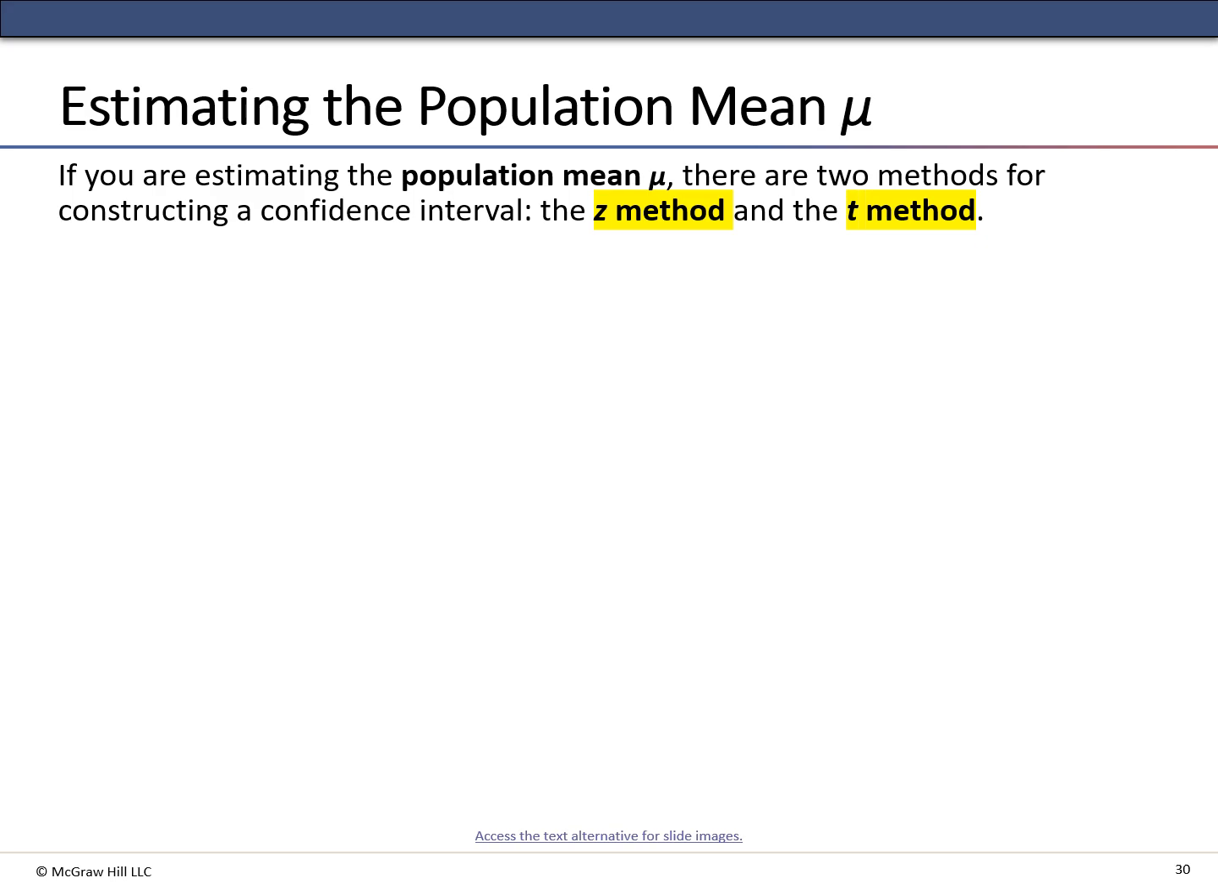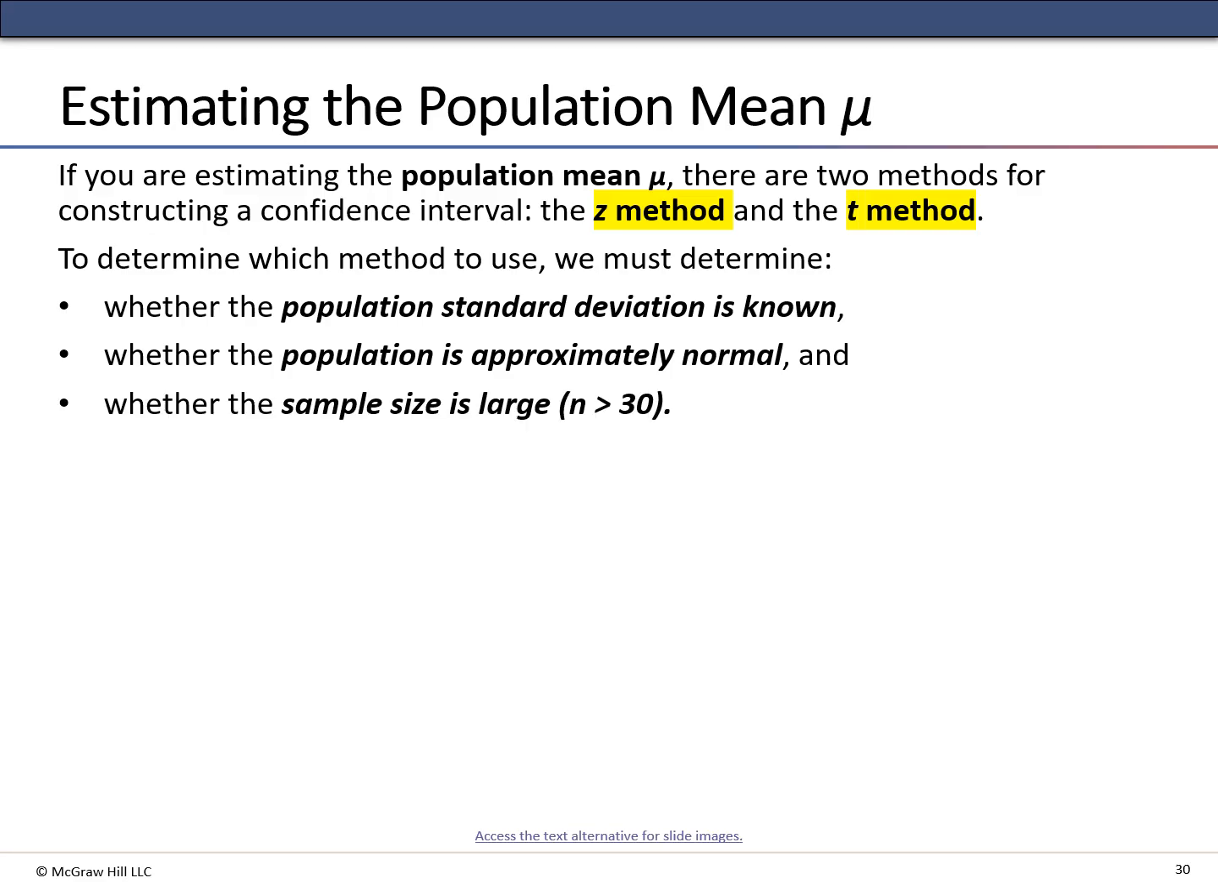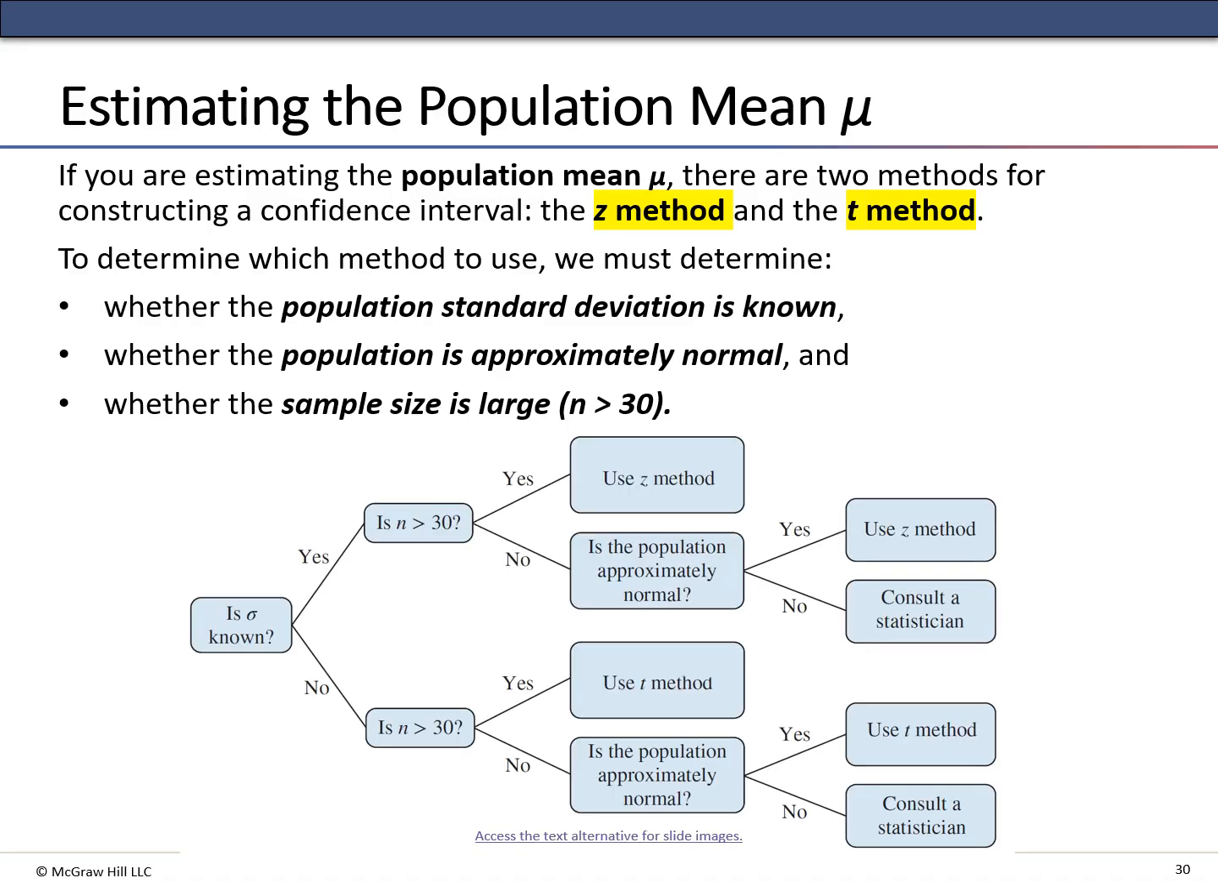If you're estimating the population mean, there are 2 methods for constructing an interval: the Z method and the T method. This refers to table A2 and A3. Okay? To determine which method to use, we must determine whether the population standard deviation is known and whether the population is approximately normal and whether the sample size is large, specifically if the sample size is more than 30. Here's a great table to walk through this.